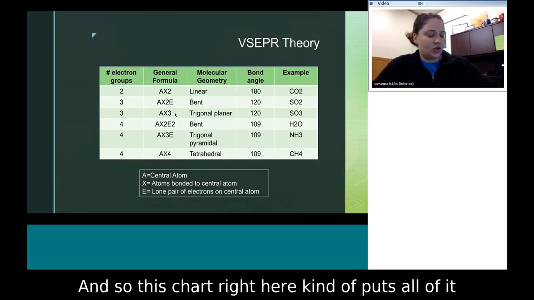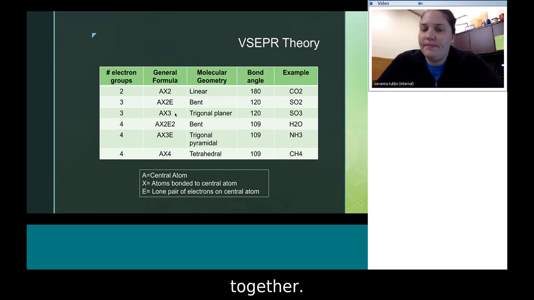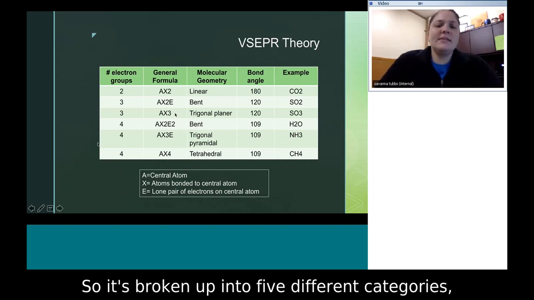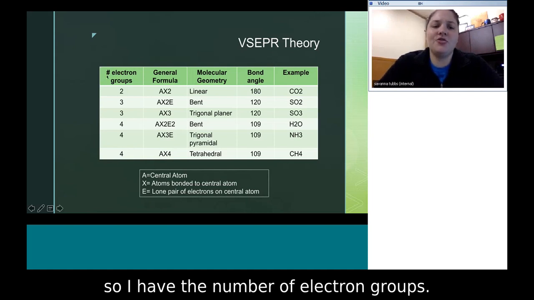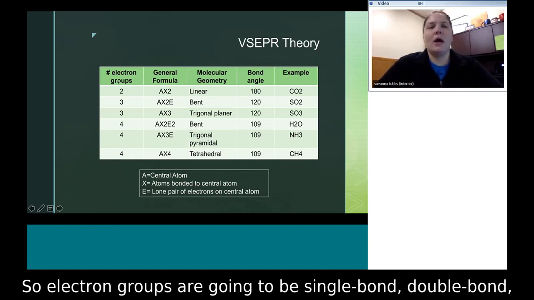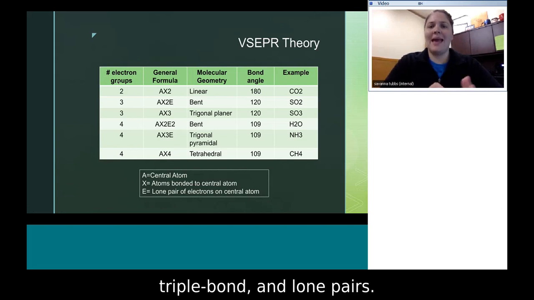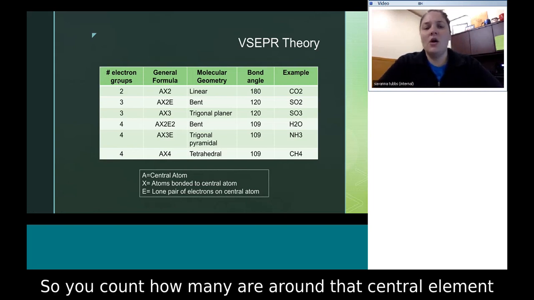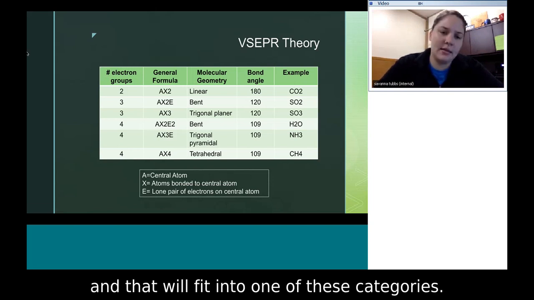This chart right here kind of puts all of it together. It's broken up into 5 different categories. I have the number of electron groups. Electron groups are going to be single bonds, double bonds, triple bonds, and lone pairs. So you count how many are around that central element, and that will fit into one of these categories.